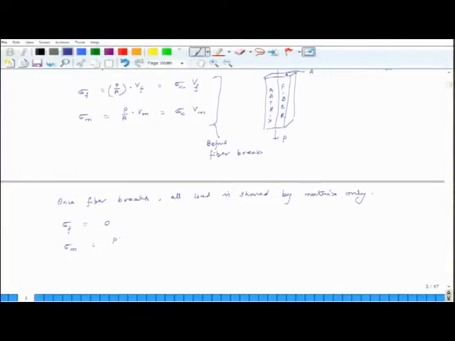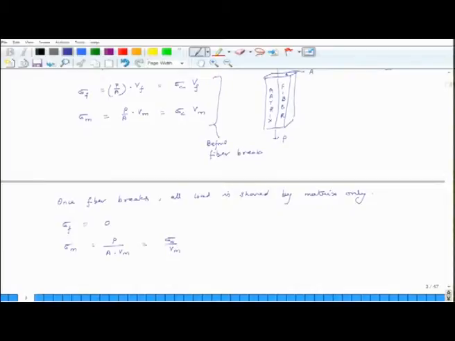Well, total external load is force, and what is the area of matrix? Area times Vm, right? This is the area of the matrix. So, this is sigma C by Vm. Once fiber breaks, all the load is shared by matrix only, so this is the stress in the matrix.